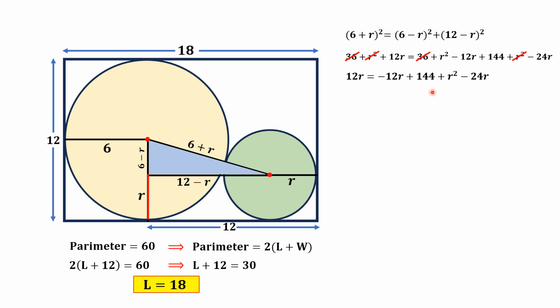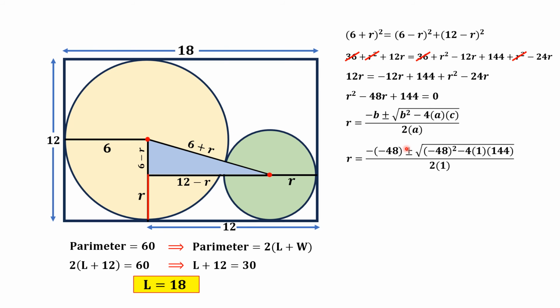Further simplifying this equation, we will get r squared minus 48r plus 144 is equal to 0, which is quadratic in r. If we write the quadratic formula, then r will be minus b plus or minus the square root of b squared minus 4ac, divided by 2a. Here a is equal to 1, b is minus 48, and c is 144. So substituting these values in this formula, we will get this.